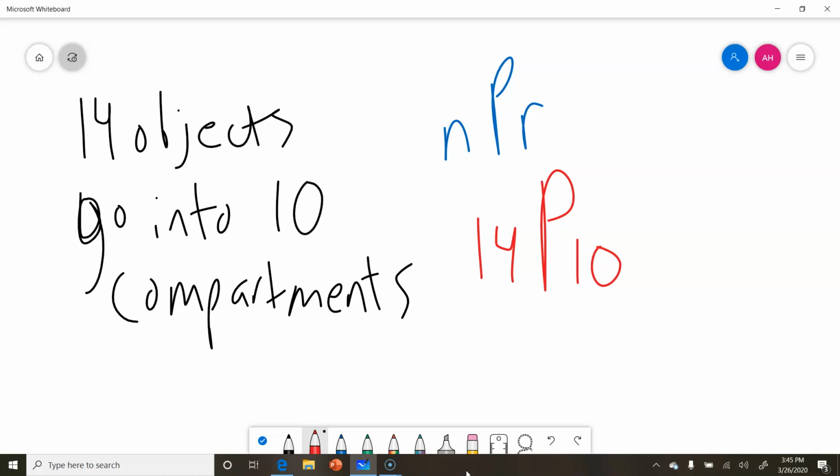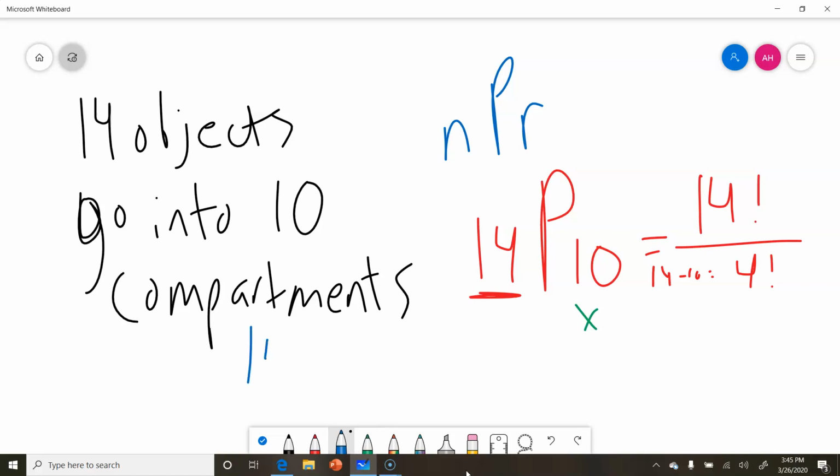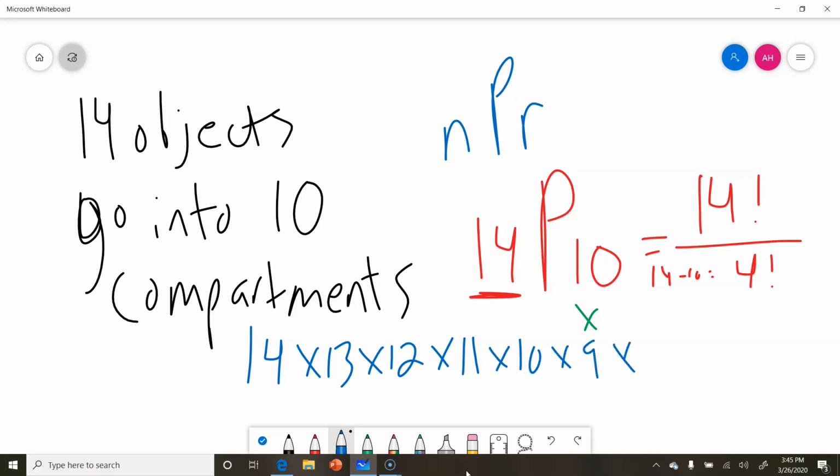So the way we're going to solve this is we're going to have 14 up at the top. So we're going to have 14 factorial divided by 14 minus 10 equals 4 factorial. So what that means is that we're going to have 14 here 10 times. Okay? So 10 slots. So what that means is we're going to have 14 times 13 times 12 times 11 times 10 times 9 times 8 times 7 times 6.